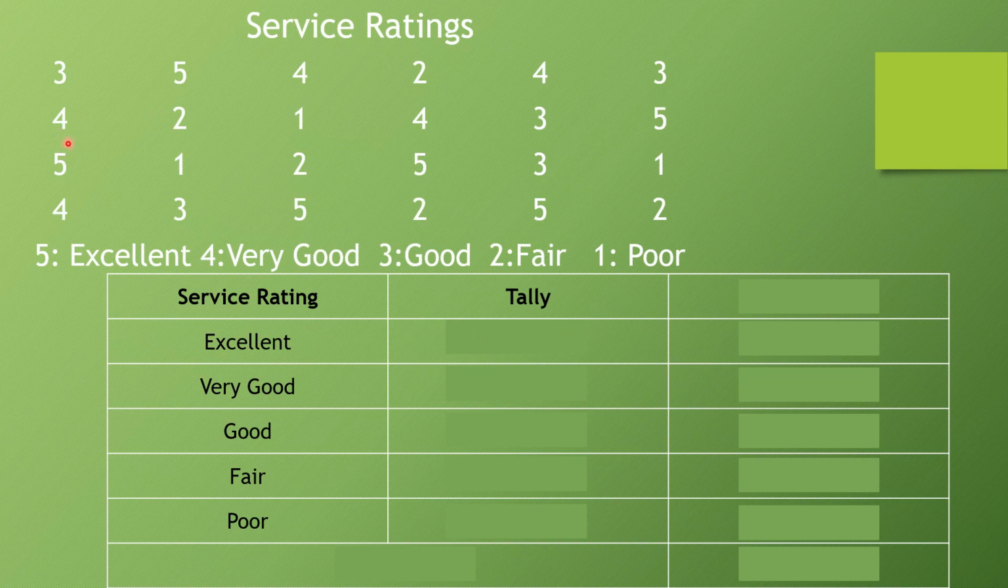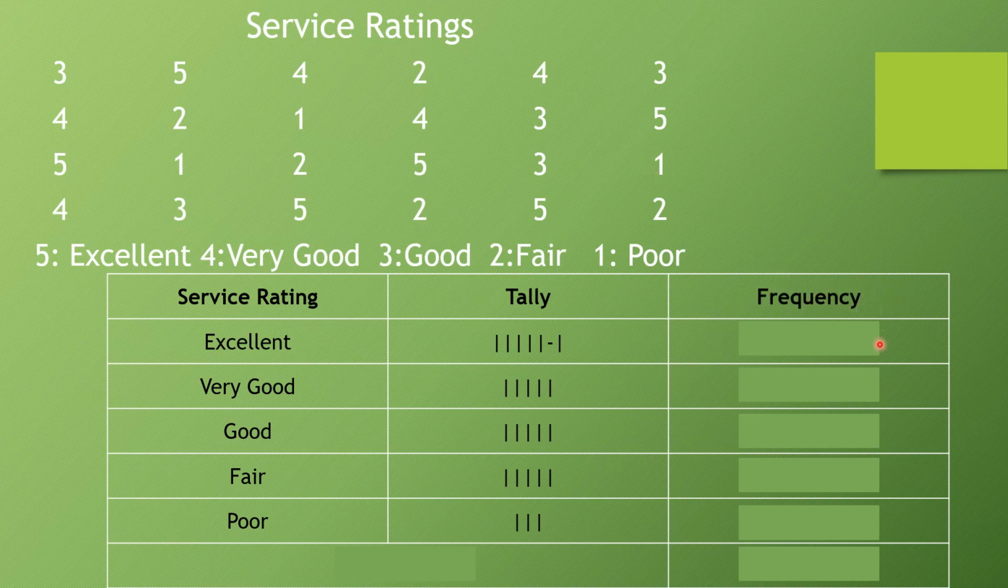How many are excellent? So let's check. 1, 2, 3, 4, 5, and 6. So we have 6. How about very good? We have 1, 2, 3, 4, 5. So we have 5. For good, we have 1, 2, 3, 4, and 5. We have 5 also. And for fair, we have 1, 2, 3, 4, 5. We also have 5. And for poor, we have 1, 2, 3. Poor, rather. Next step is to count the tallies, then write the frequencies.